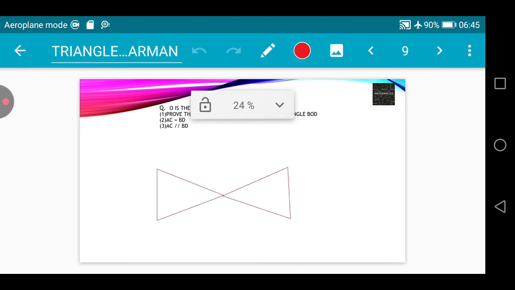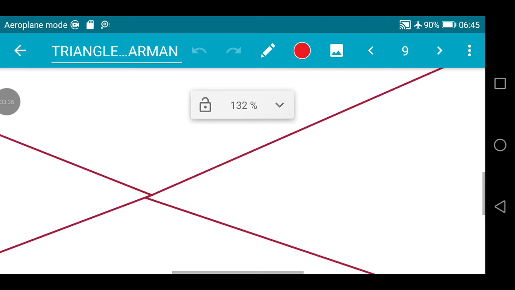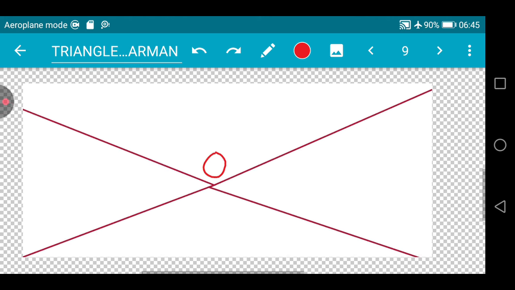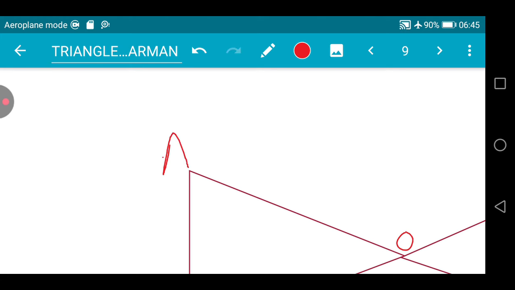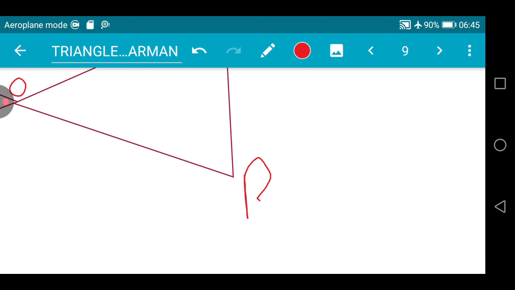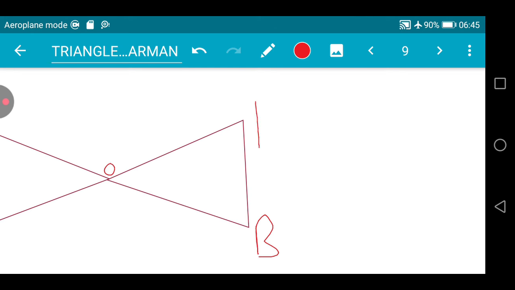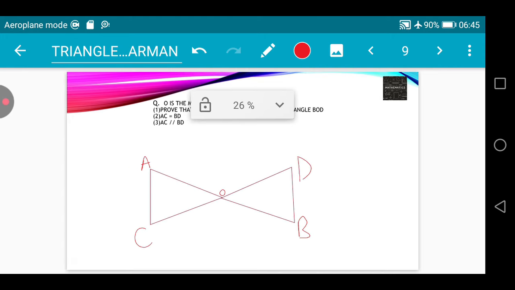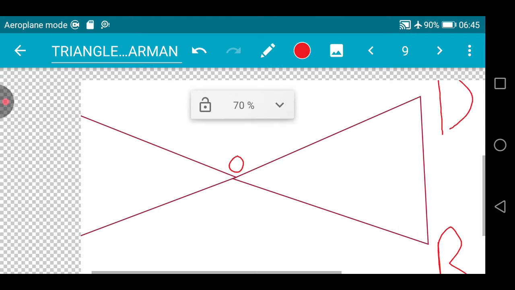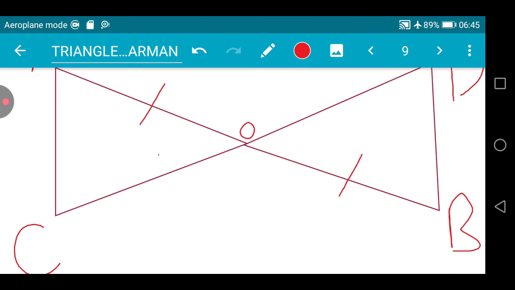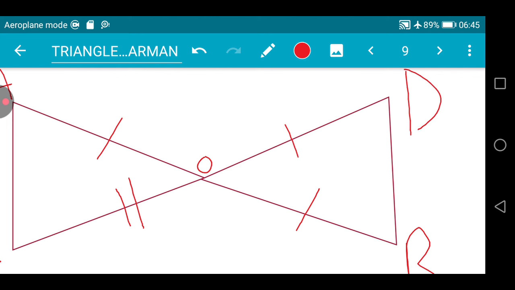It is basically related to the first criteria only. What is given? O is the midpoint of AB and CD. This means what? AO equal to OB and OC equal to OD. Simple.